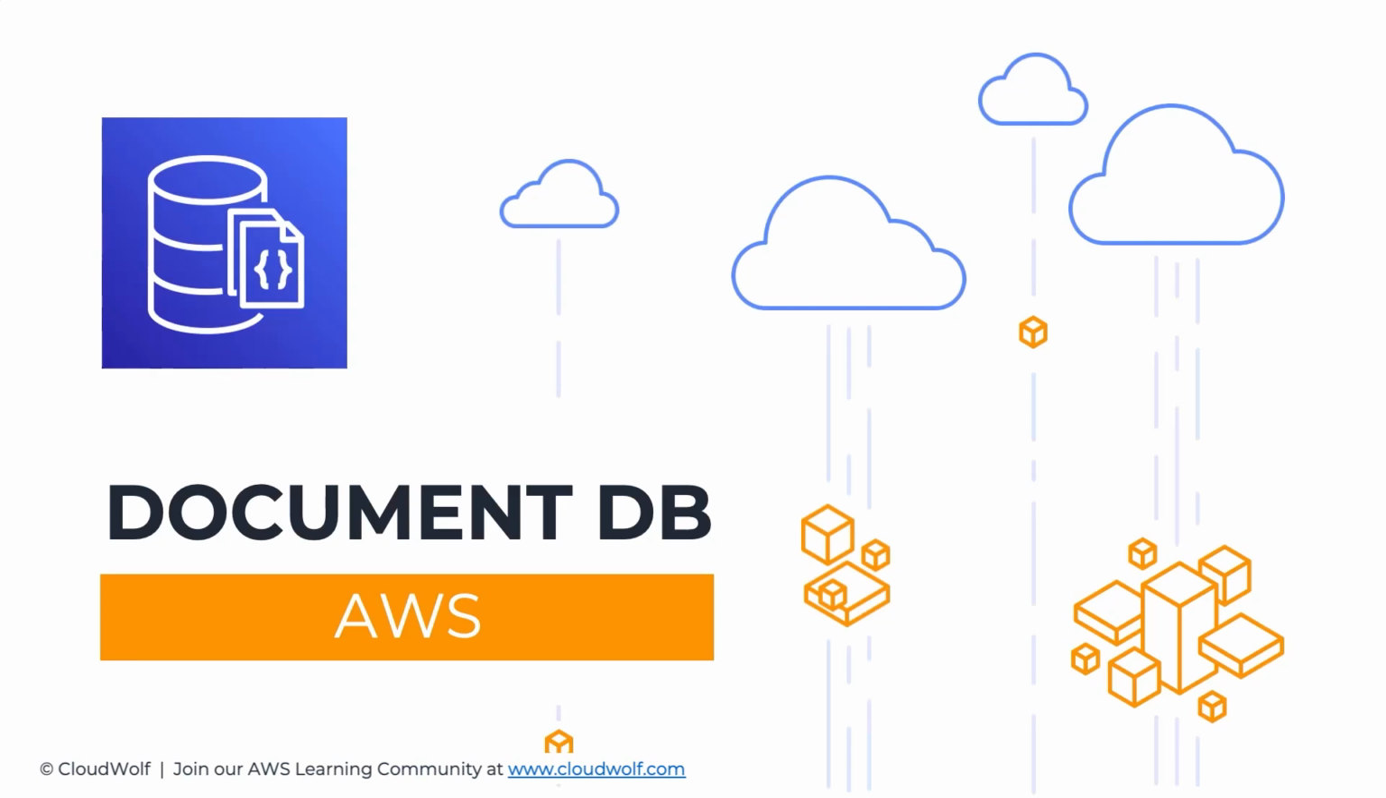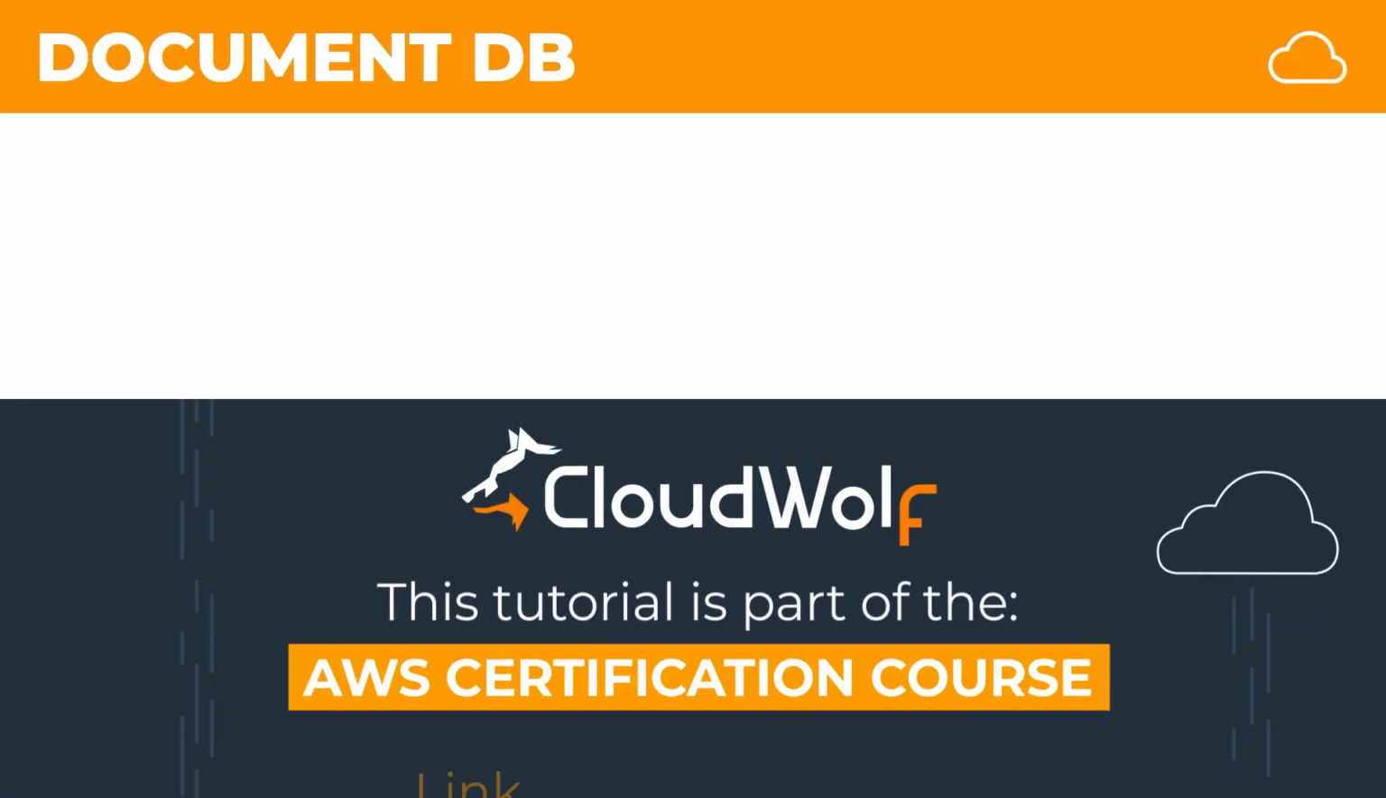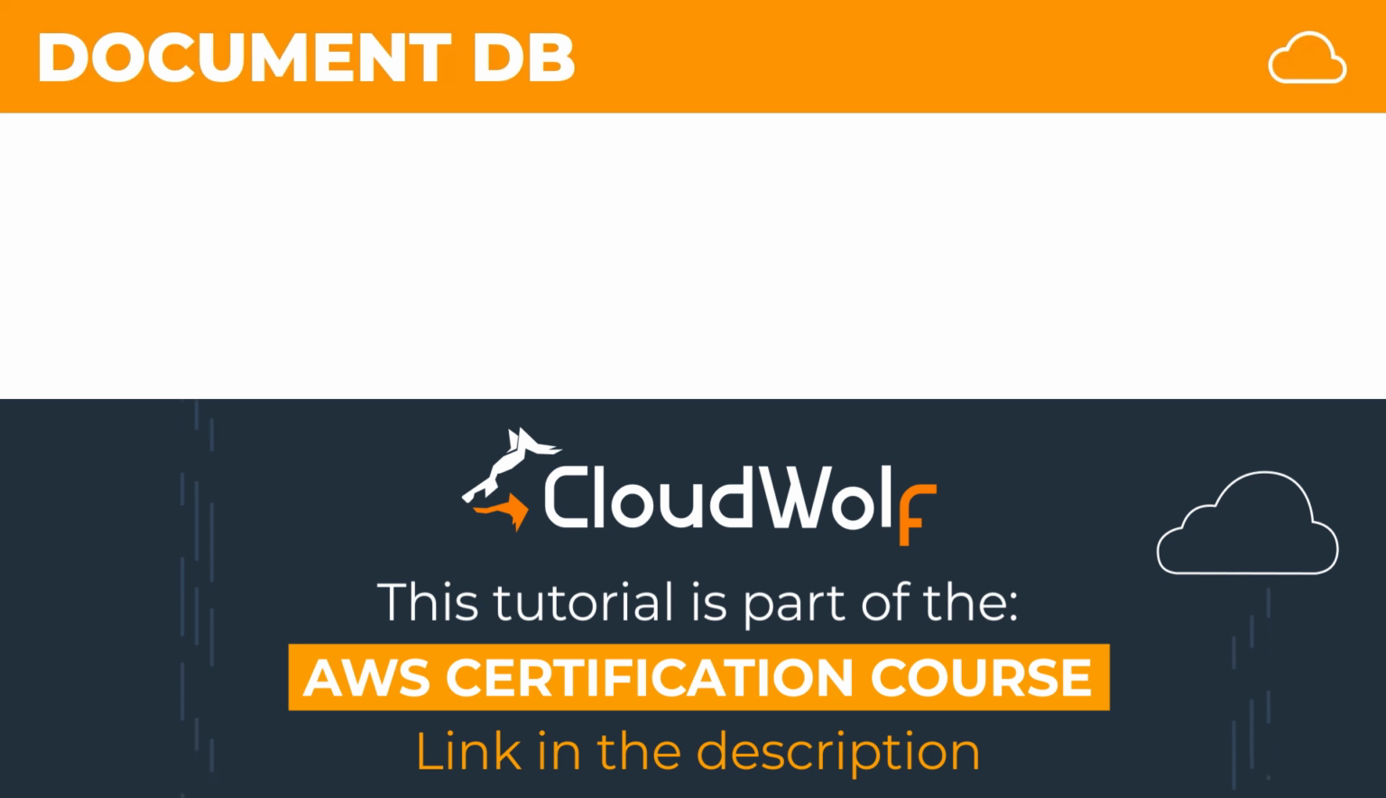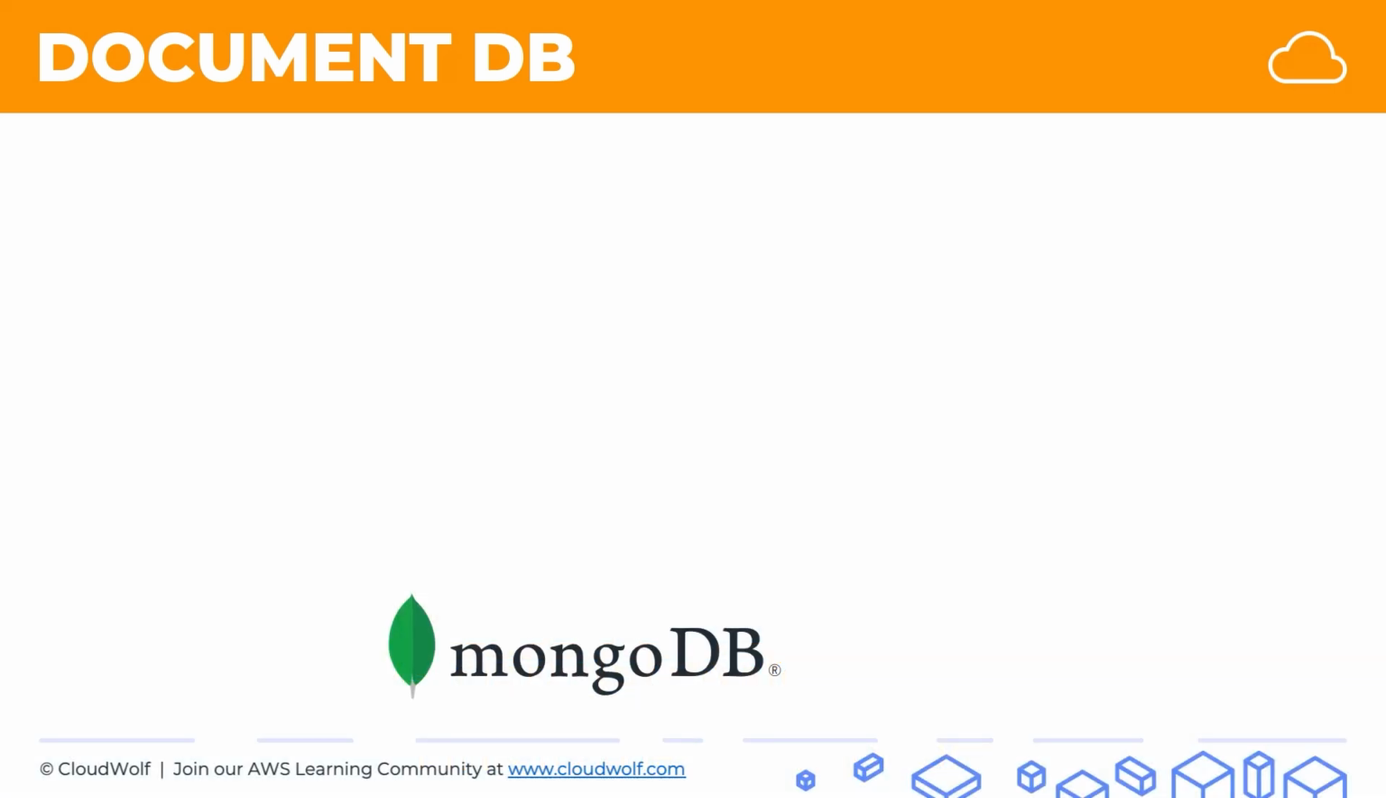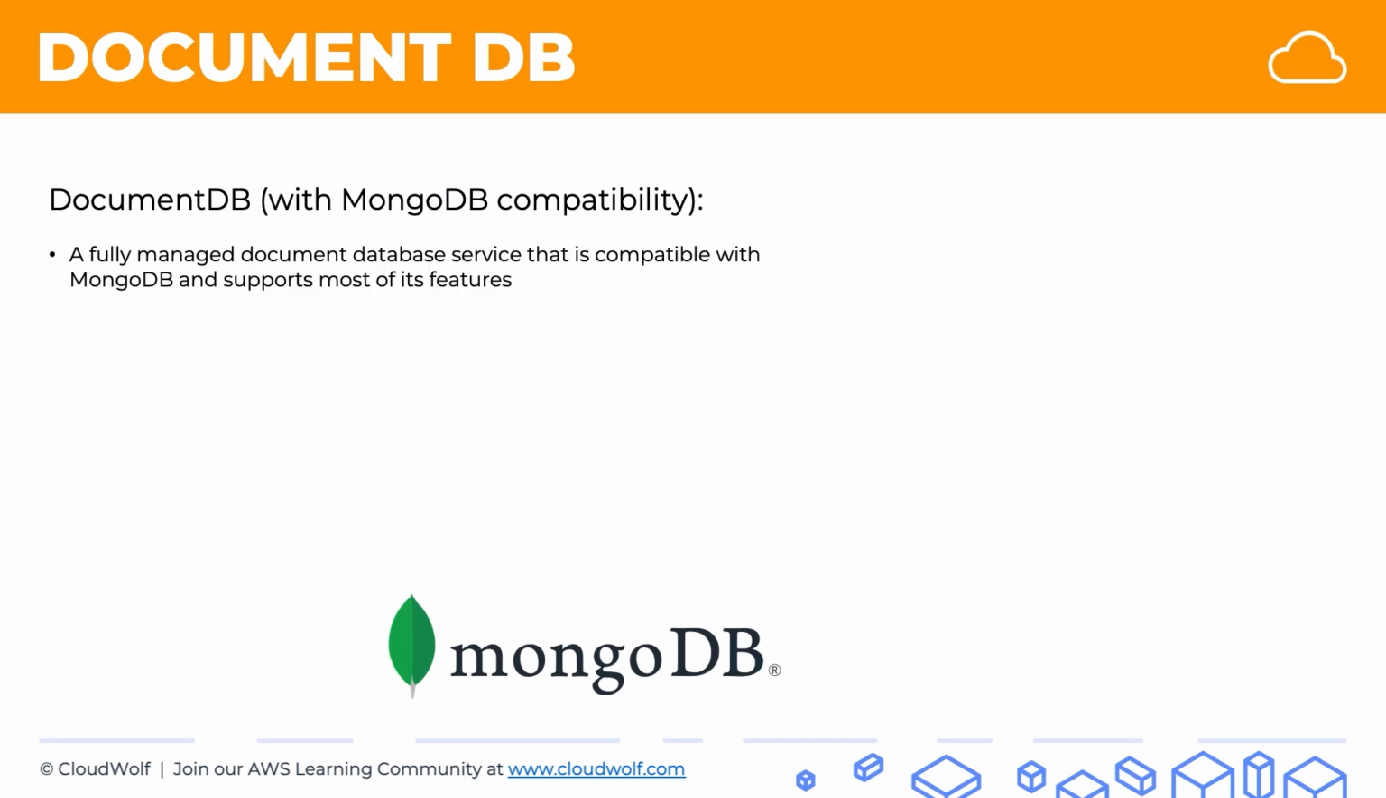Hello and welcome back. Today we're going to have a quick look at DocumentDB and we'll also see some JSON document storage in action. So DocumentDB is Amazon's version of MongoDB, which is a popular document-oriented database. And even the official title on the Amazon page of DocumentDB includes in brackets "with MongoDB compatibility." So this is a fully managed document database service that is compatible with MongoDB and supports most of its features.